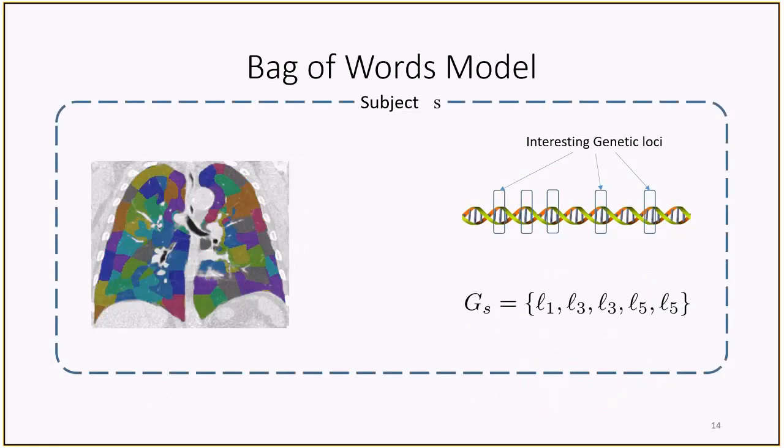Putting it together, we basically view every subject as a bag of words that has visual words coming from the image and genetic words coming from the genetics. We make this analogy between a subject and a document. Let me go a little bit further on that analogy. If you are given an article, for example, from the New York Times, and there are so many words about, for example, White House, election, and so on, and a few words about NBA, that makes the topic more about politics, maybe a little bit about sports, and nothing about finance.